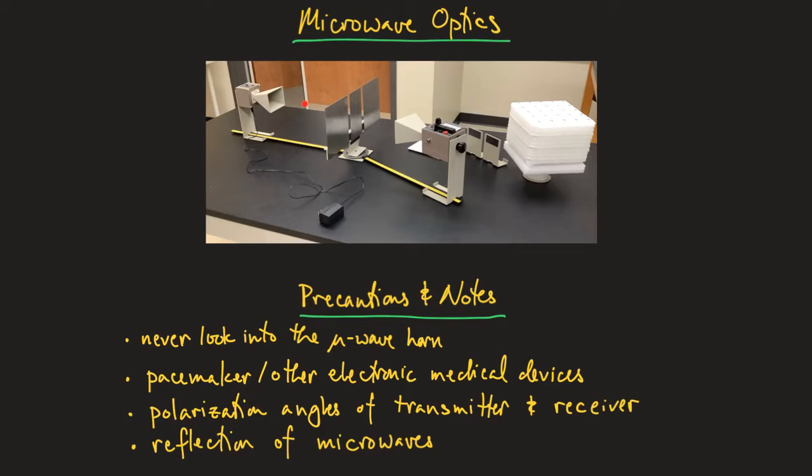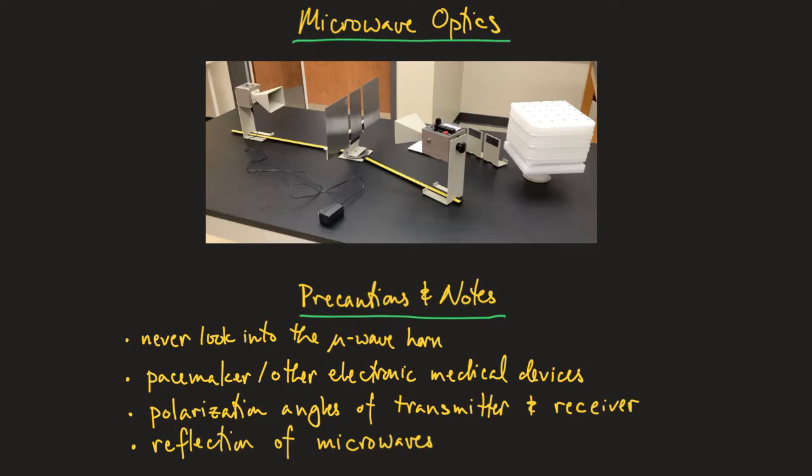You also should not put your hand in the way of the transmitter or the receiver. You shouldn't be anywhere near this when this is transmitting radiation. Another thing is that if you have a pacemaker or another electronic medical device, then you should not do this experiment. This experiment could be dangerous for you if you have an electronic medical device.